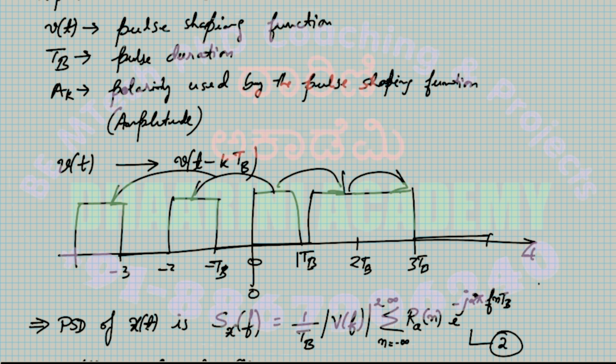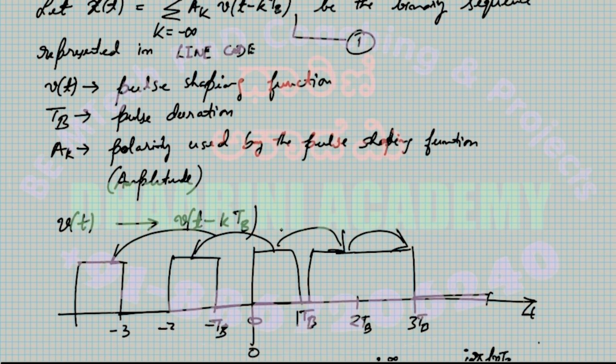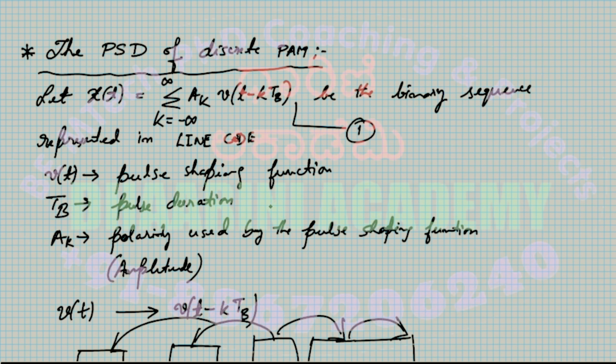In which the function still remains as v of t minus kT. If at all you have k value being negative, you see v of t minus of minus k, it becomes plus k. So v of t plus kTb will be the left shifted versions of the same function. All right. So we can cover the complete x-axis if you use a k value from minus infinity to plus infinity. That's the reason why you see in equation 1 we have k varying from minus infinity to plus infinity.